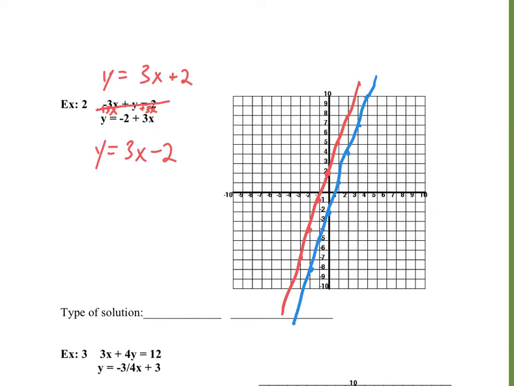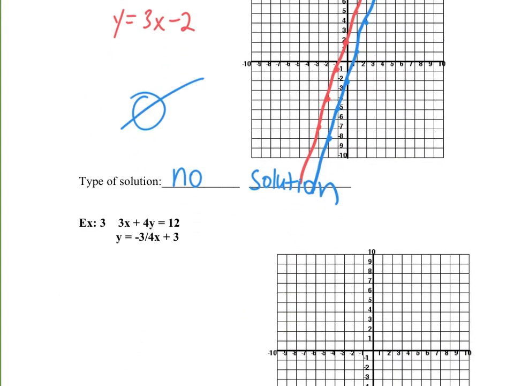Okay. Do those intersect at a point? No. They do not. So what do we think this one is? No solution because they're parallel, right? So solution type is no solution. These are parallel lines. No solution because these are parallel lines. Okay? Questions on that? All right. Well, let's go ahead and move down.